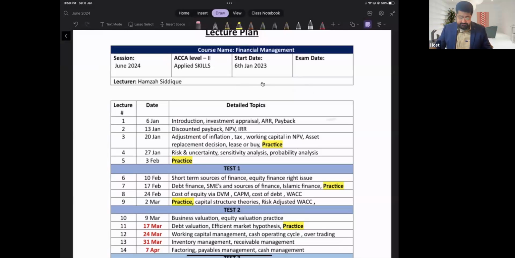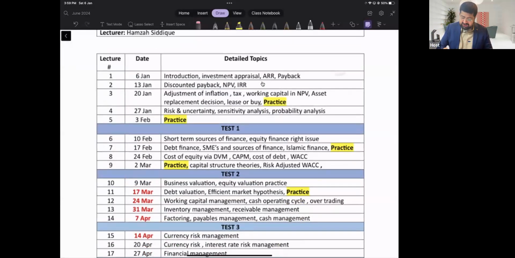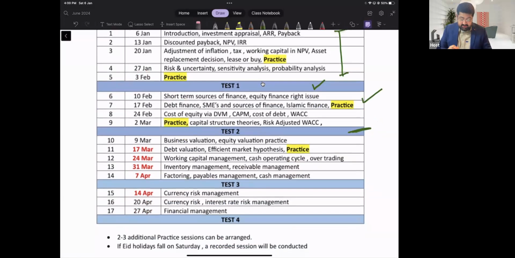So, students, investment appraisal, 5 lectures I have mentioned here with practice. And there is the first test. Okay? It will be marked and returned to you. Then the business finance area, 4 lectures I have mentioned, but I said tentative, maybe 5. Test 2. Then business valuation and working capital management. Third test. Then risk and other areas.